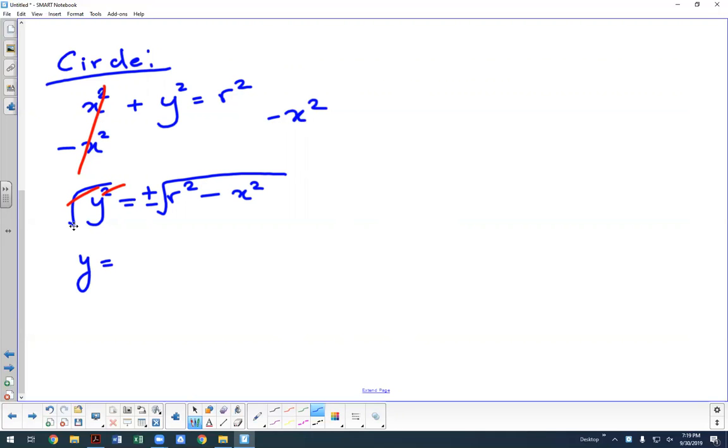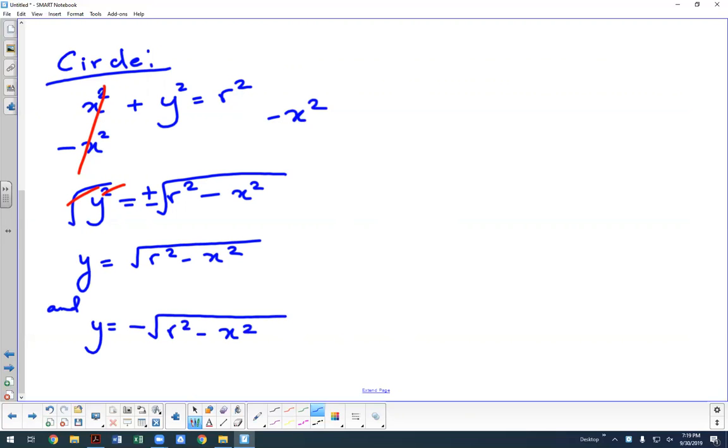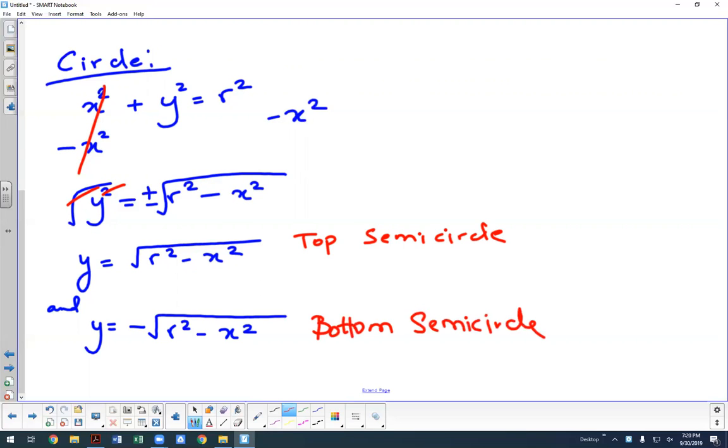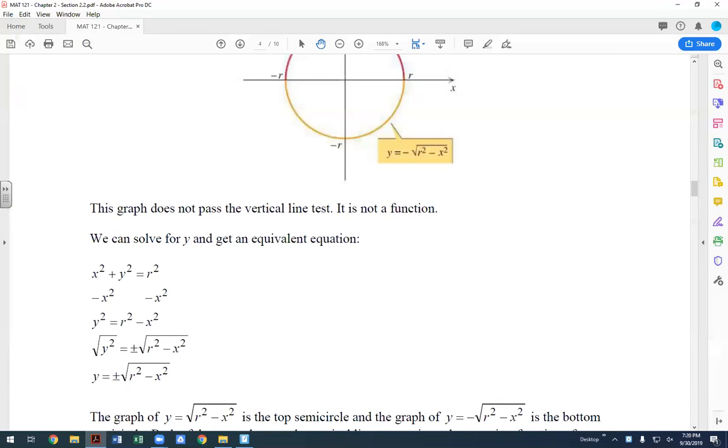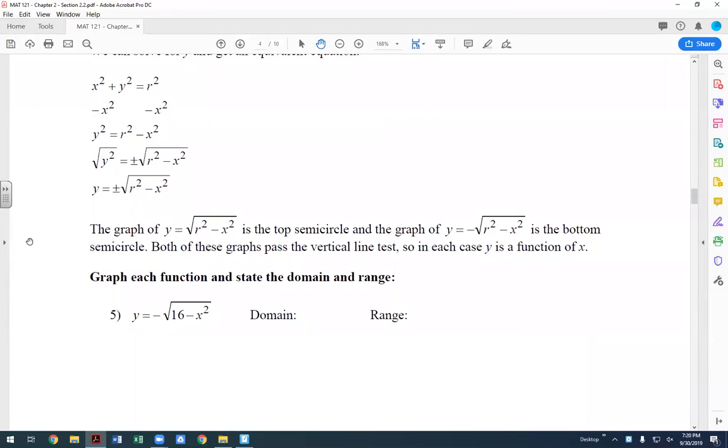And here, you're noticing I'm getting two different ones. I'm getting a positive square root of r squared minus x squared, and I'm getting a negative square root of r squared minus x squared. So the one that's positive becomes your top semicircle, and the one that's negative will become the bottom. It's literally just rewriting that equation and trying to get the y by itself. And if you notice in your handout, I did have those steps, but I just wanted to show you how we came up with these. So remember, the positive one gives us the top semicircle, the negative one will give us the bottom, and the r, of course, is your radius.